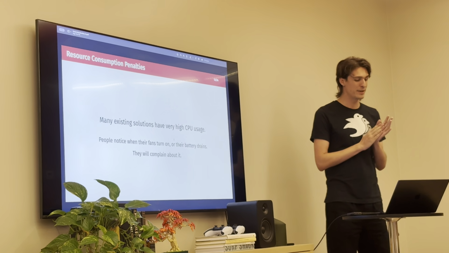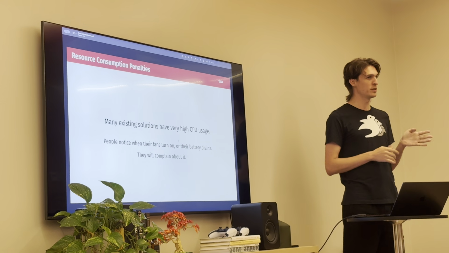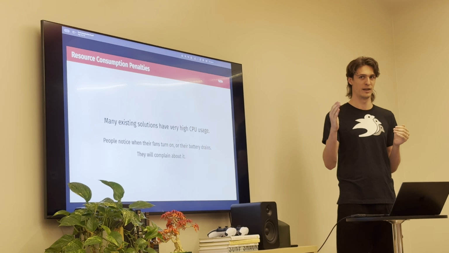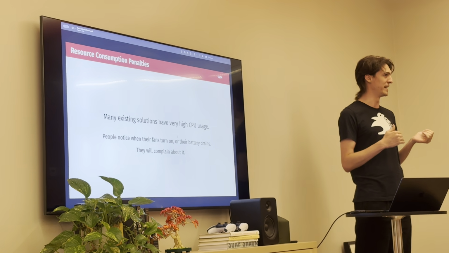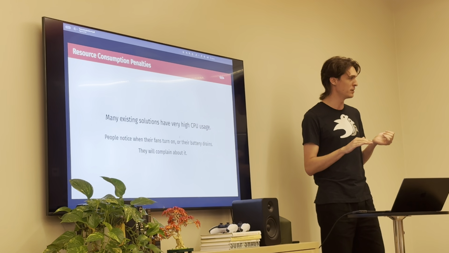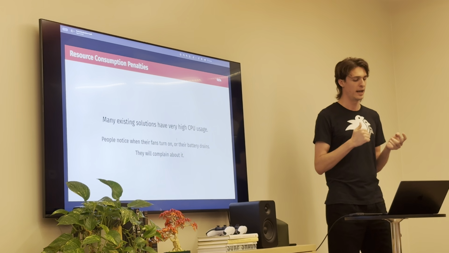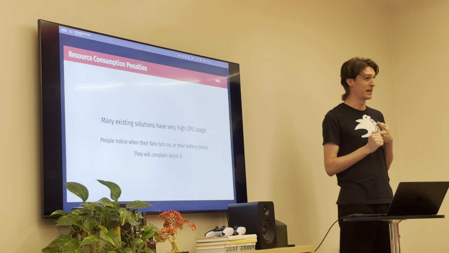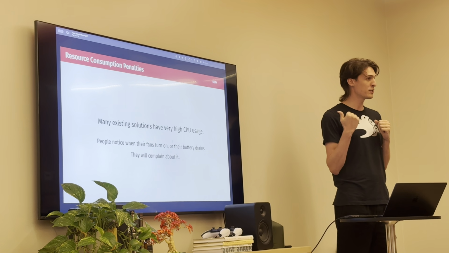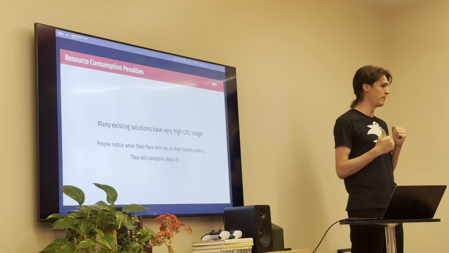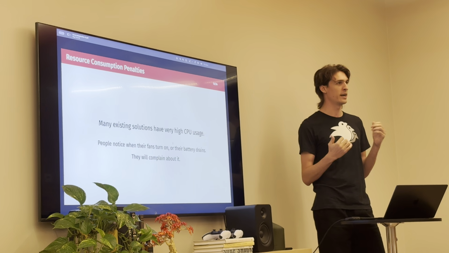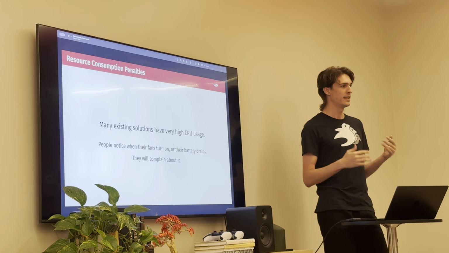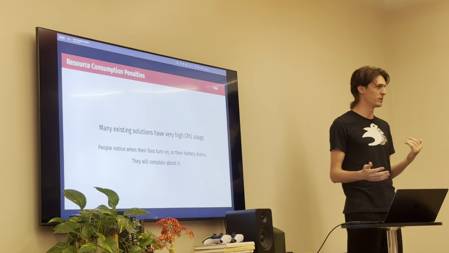And then the last thing to talk about is that many existing solutions, even in the Rust ecosystem, have pretty high CPU usage. People notice when their fan turns on. They notice when their battery starts dropping and they're not doing anything. So if you have high background CPU usage, it's going to affect thermals, and people will complain about it. This is the other reason why Bevy doesn't use Rayon. Bevy, the game engine, used to use Rayon, this parallelism library. The CPU usage was too high. We eventually switched off because of that.